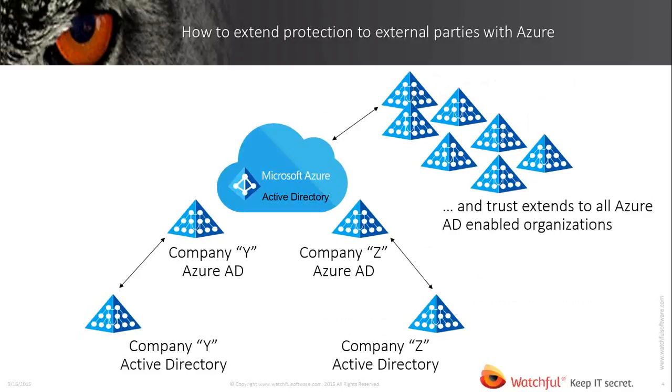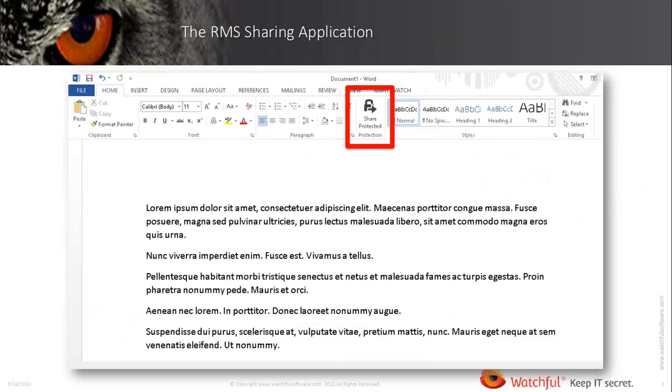So the Company Y and Company Z Active Directories on-prem are not federated, are not in any relationship with each other, but because they are replicated on the cloud, on Azure, by default those ADs are federated amongst themselves, I dare say, and basically they can trust each other automatically just because they are out there. The sharing application is an app that Microsoft has released and is developing.